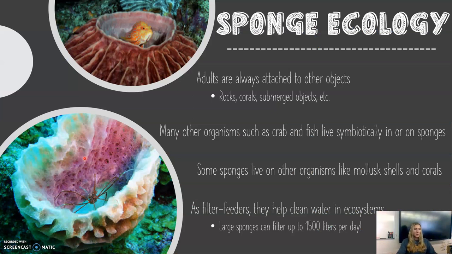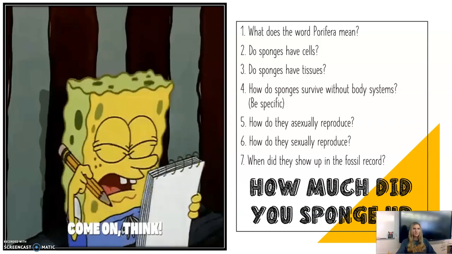Now, the last thing we're going to talk about, you are almost done with sponges, is a little bit of sponge ecology. If you were paying attention, then you probably noticed that all of the sponges in this video were attached to other objects. This is because, like we've said before, they are sessile, and attachment can be anything: rocks, corals, or any other submerged object, honestly. You may have seen recent reef rebuilding projects where they place some strange looking objects on the bottom of the ocean. This is to serve as a base for coral reefs and for things like sponges to attach to and then start growing again.